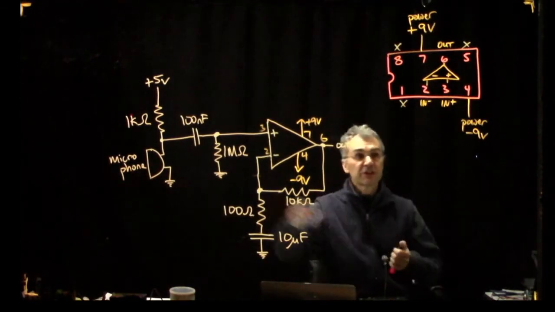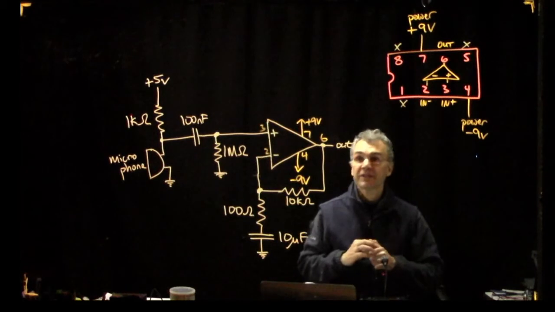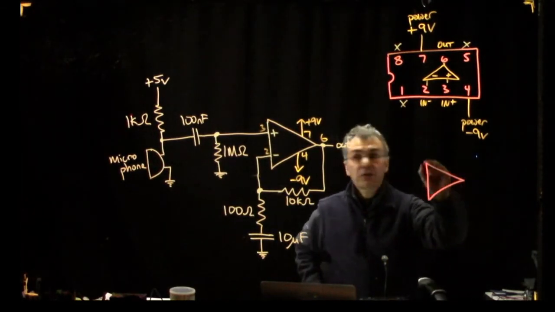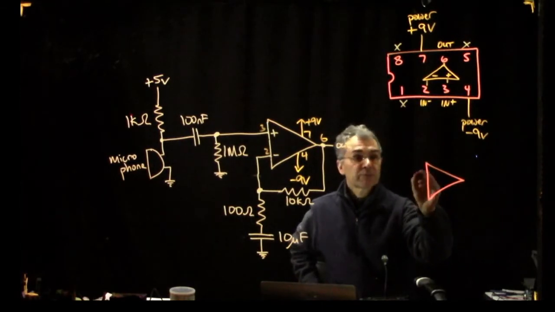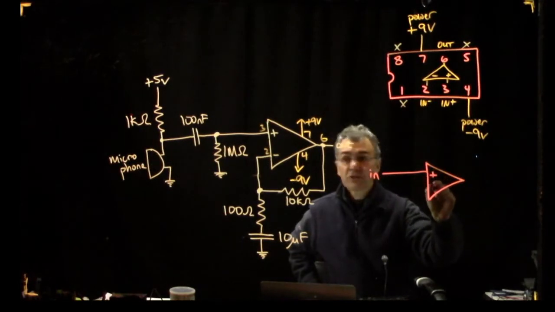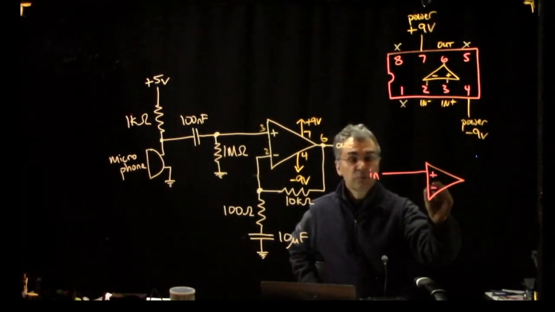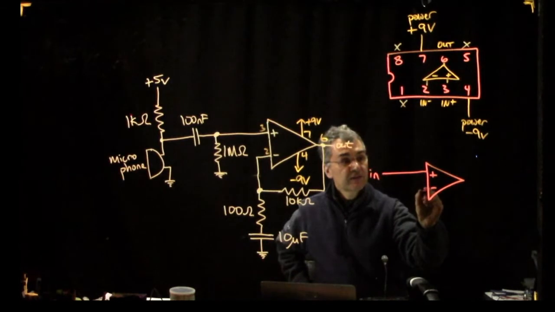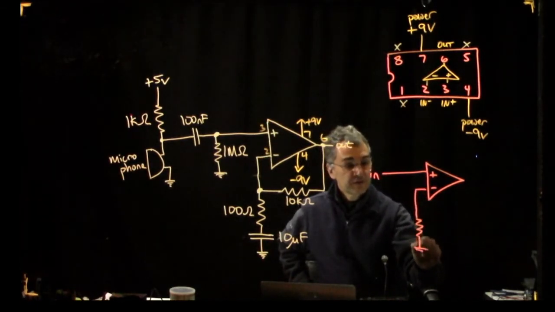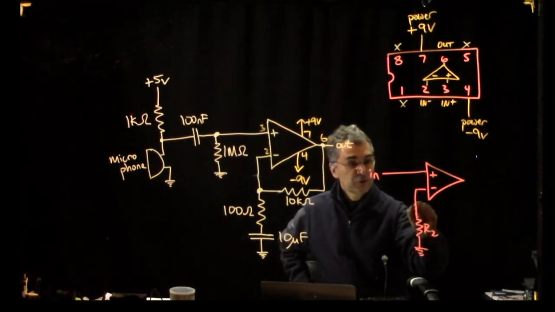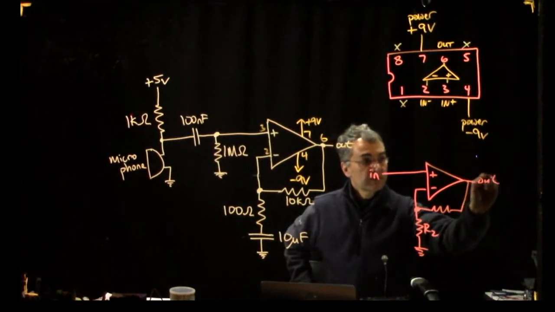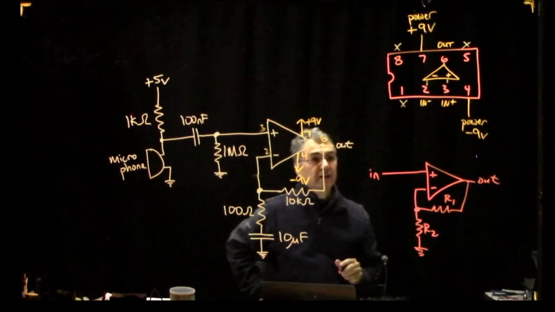So this looks really complicated, but let's first boil it down to its essence. First of all, this is a non-inverting amplifier, not an inverting amplifier. So here's the input signal, and it's coming into the non-inverting input. Then we can do the standard thing here with, we'll call this R2, and we'll call this R1. And here's the output.